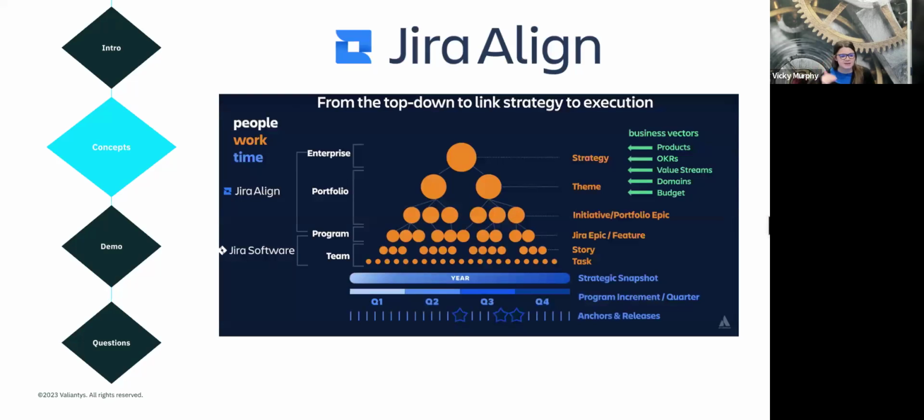Whenever we talk about connecting our execution to our strategy, to kind of go behind the scenes a little bit, what Jira Align is really helping us do is connect people, work, and time across the enterprise. If you really think about all work, it boils down to those three concepts, right? What work is being done, who is doing that work, and in what time frame are they trying to accomplish that work? And I like to say that Jira Align really brings those concepts to the forefront. That is what it's really helping us connect in the tool.